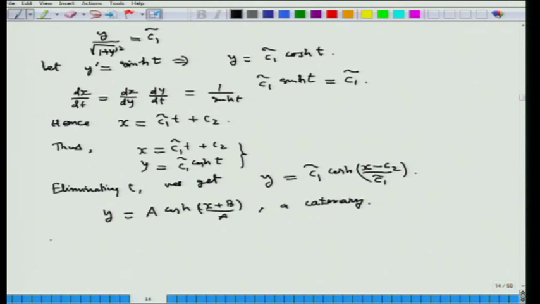and the surface, thus the surface of revolution is called catenoid.